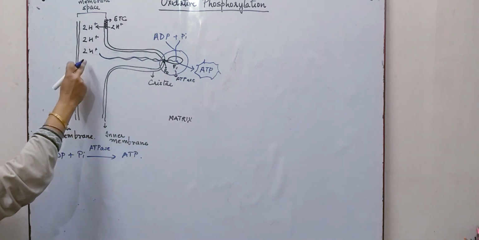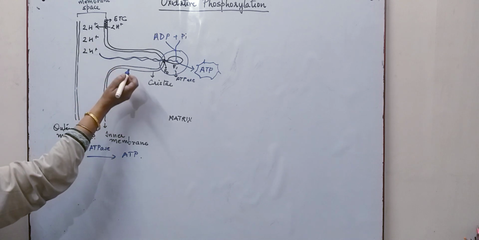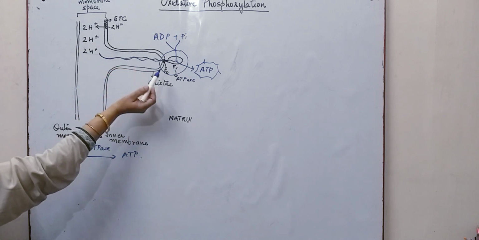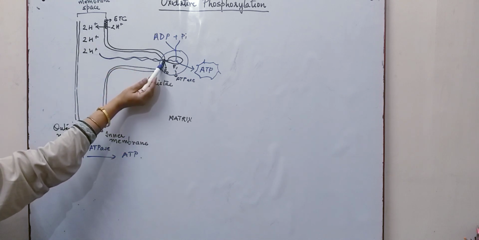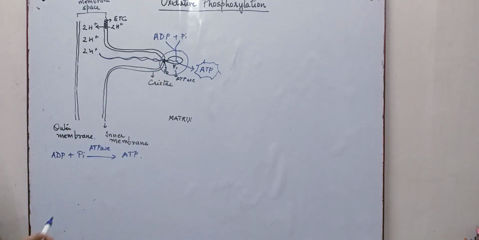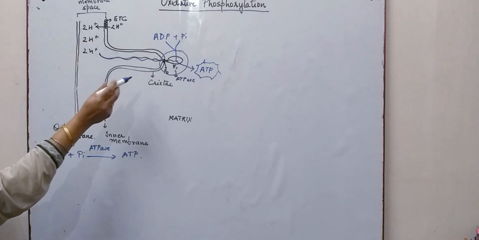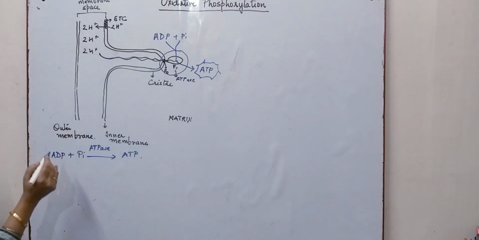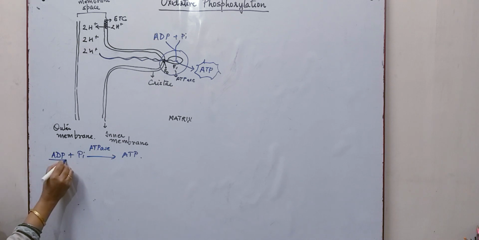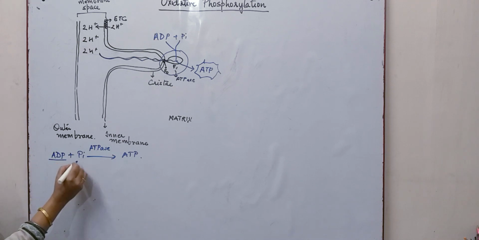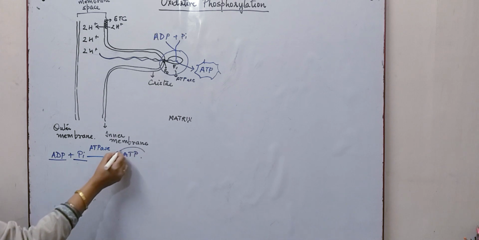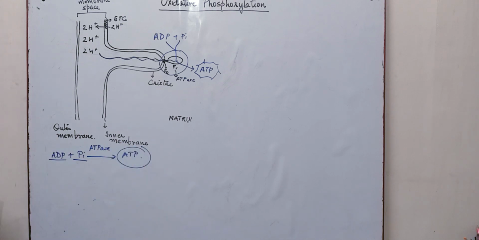Now, as the protons carrying a certain amount of energy, shown by the wavy line, pass through the F0 particle and enter into the F1 particle, they will release a certain amount of energy, and this energy released by the protons is utilized to combine the ADP, adenosine diphosphate, with inorganic phosphate to produce the ATP.